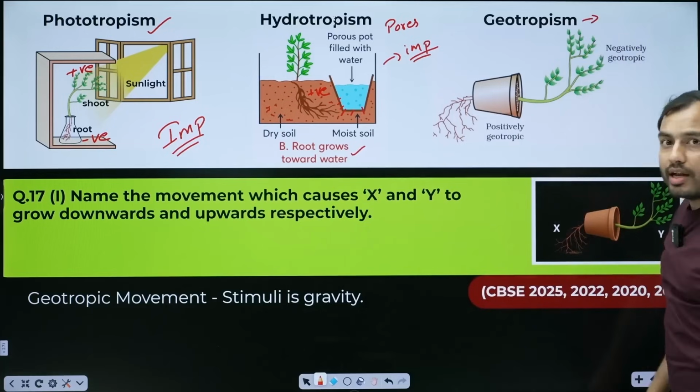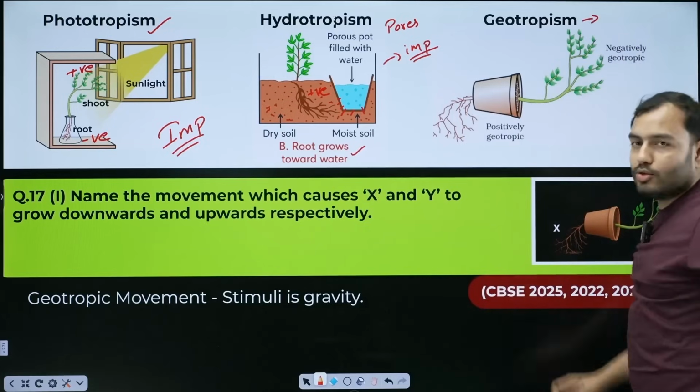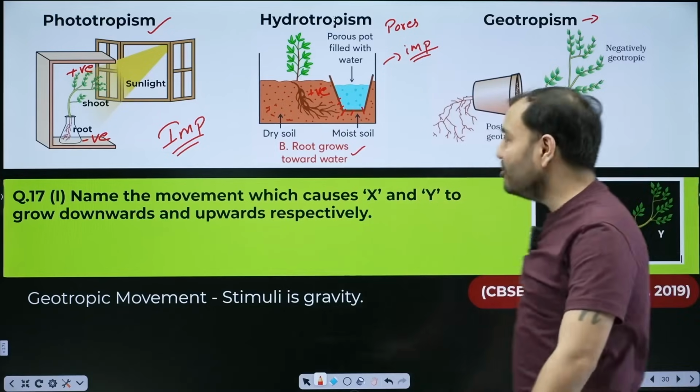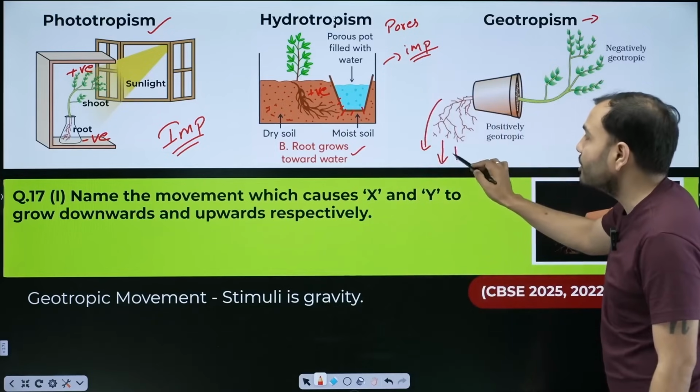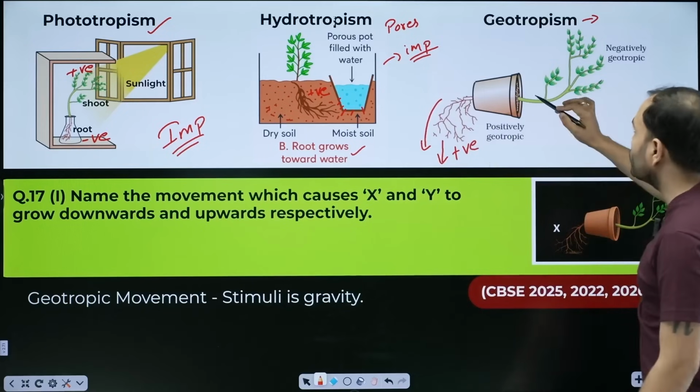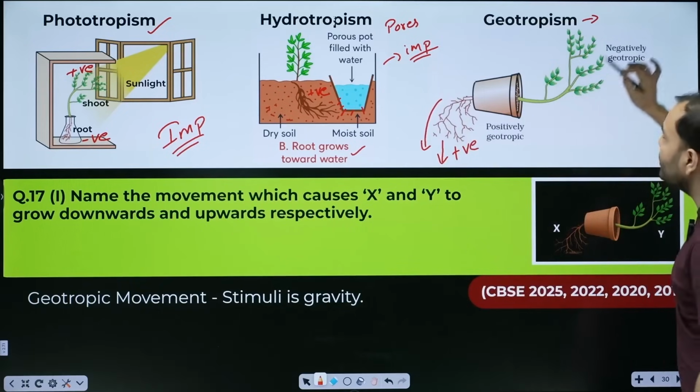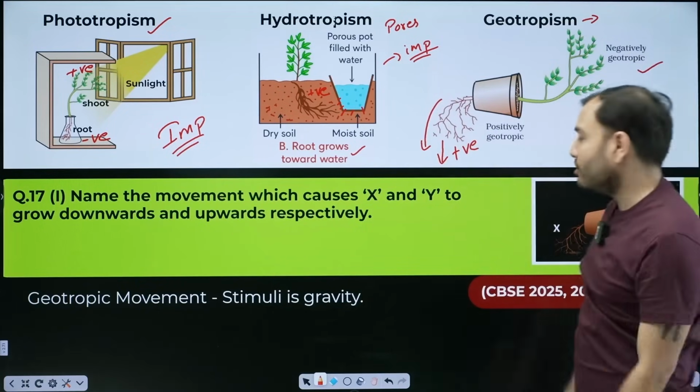Next is geotropism. Geo means the gravity one. So if I put the pot sideways like this, what will happen? The roots will run downwards, that is towards gravity, positive geotropism. And the shoots will go towards the sun, meaning opposite to gravity, negative geotropism. All three diagrams are important.